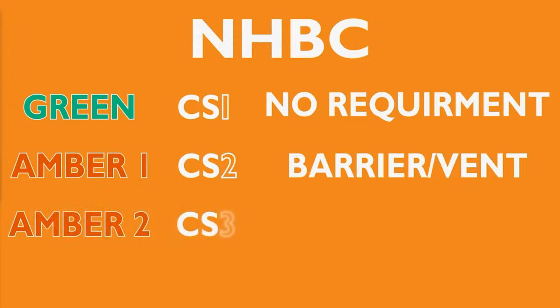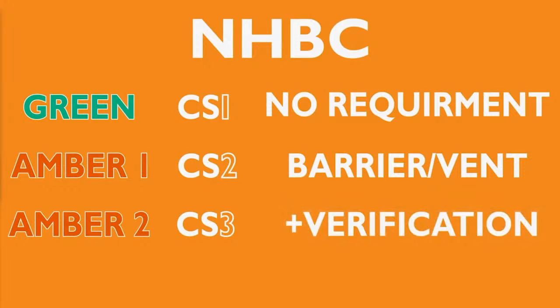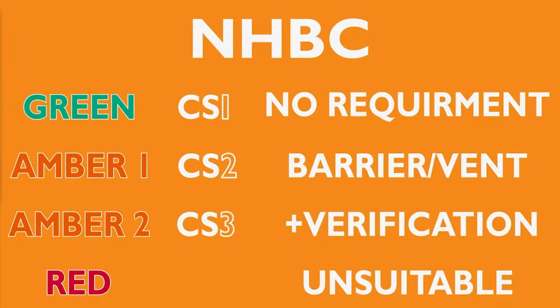Amber 2 (CS3) sites, being higher risk, require a specialist contractor installed membrane with additional verification of the membrane integrity. Red sites are generally considered unsuitable for private housing developments, and if built on at all, will require a more in-depth and specialised approach. A requirement of BS 8485 is that the membrane installation be verified in accordance with CIRIA 735, another important document for designers dealing with gas protection.